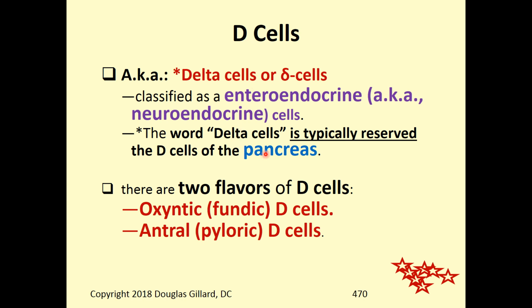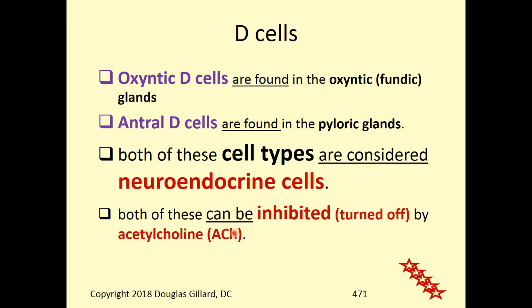Okay, there's two flavors. There's oxyntic D cells that live in the oxyntic region. In other words, they live in oxyntic glands or fundic glands. And there's antral D cells, which live in the pyloric region of the stomach, or which live in pyloric glands. Authors are horrible about flipping these around, so these are just AKAs you have to know. Oxyntic D cells are found in the oxyntic region. Antral D cells are found in the pyloric region.